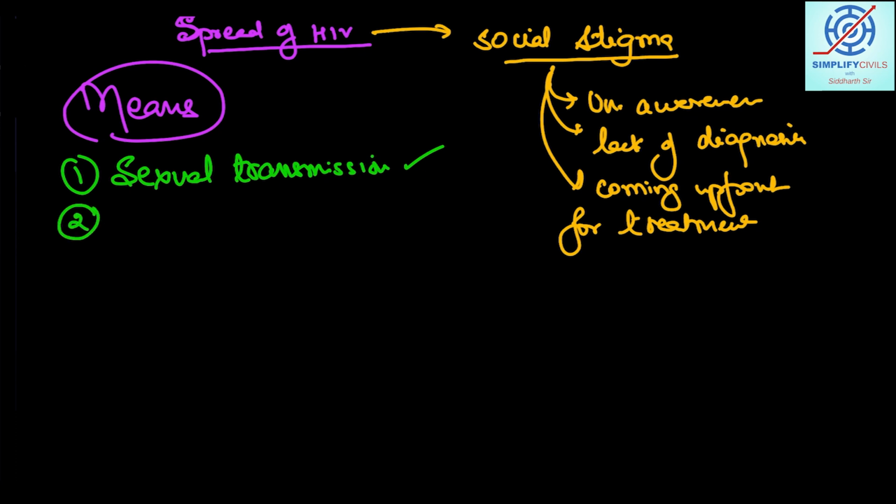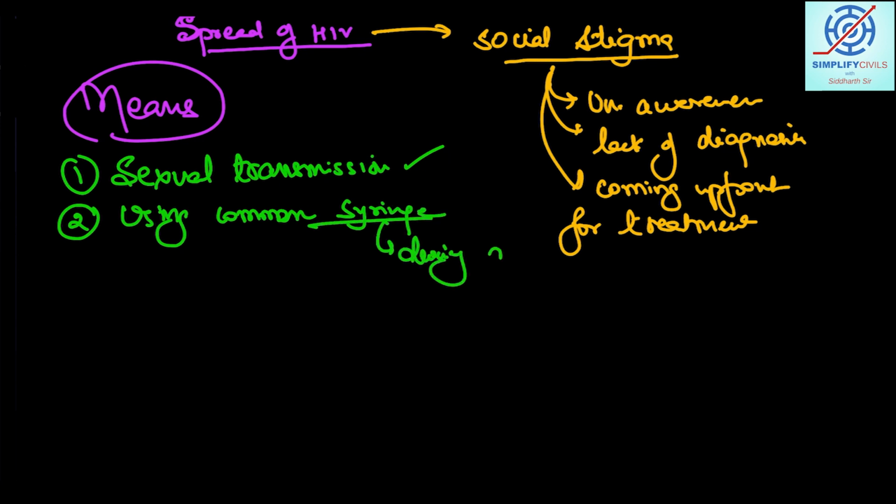Second point is using a common syringe, and this mostly happens during drug abuse. It has been seen that many youngsters, when they go for drug abuse, use the common syringe for multiple people. If one individual is infected, then others will be infected with this virus as well, and even a drop or a small number of viruses can cause this problem. So this is one of the reasons, using a common syringe.